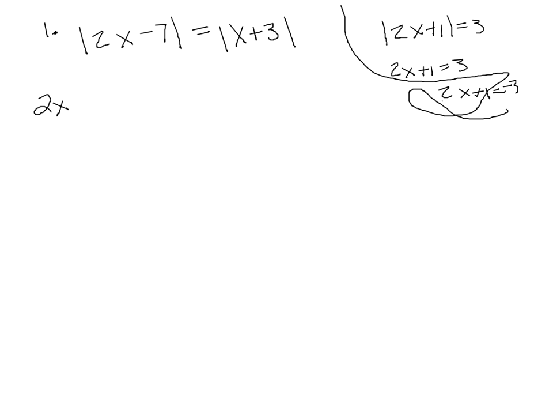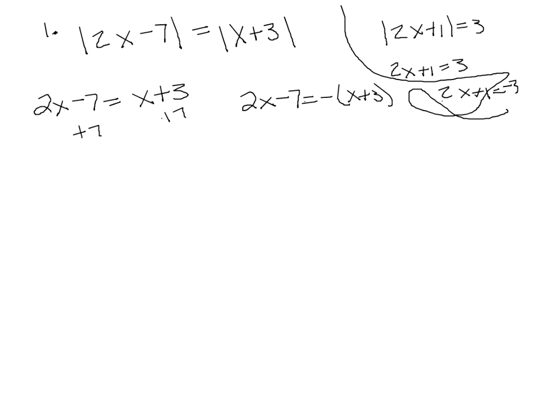So here we're going to take 2x minus 7 equals x plus 3, and we're going to solve that equation. And then we're also going to take 2x minus 7 equals minus, in parentheses, x plus 3. So it has to be in parentheses because it's the whole thing that is negative, not just the x. It's the x plus 3 that's negative.